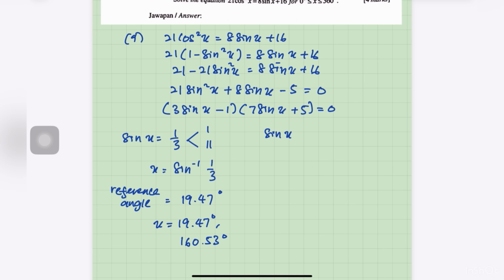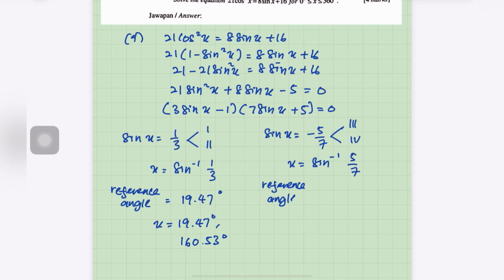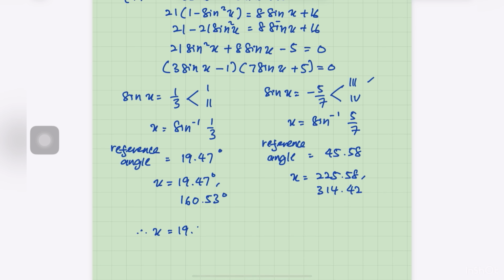The second one, we have sin x equals negative 5 over 7. This is in quadrant 3 and 4. So for sin inverse, no need to press the negative; we get the reference angle, 45.58. Just now we identified it is in quadrant 3 and quadrant 4. So in quadrant 3, 180 plus 45.58 is 225.58. In quadrant 4, 360 minus 45.58 gives 314.42. Okay, so we can conclude: x is 19.47 degrees, 160.53 degrees, 225.58 degrees, 314.42 degrees. All of these are in degrees.